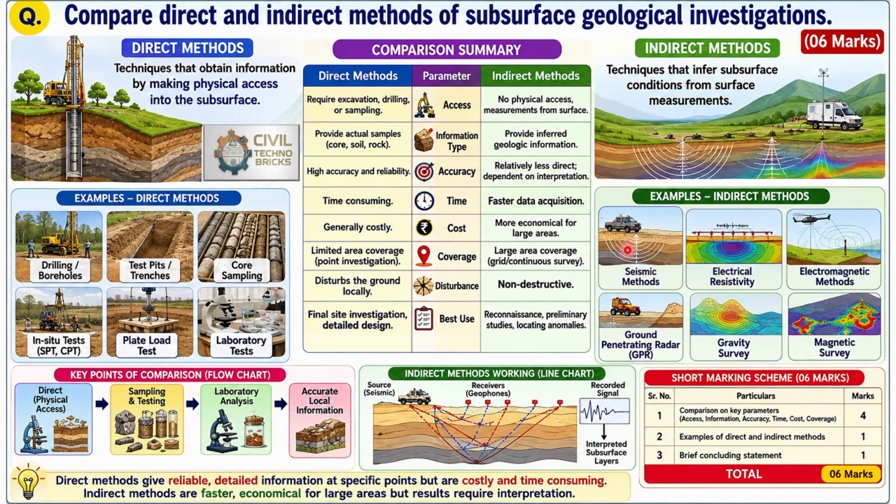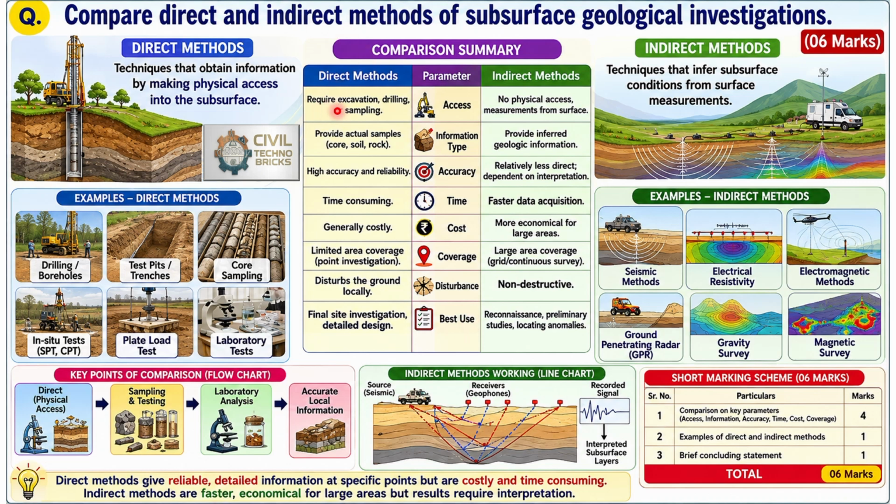Examples are seismic methods, electrical resistivity method, electromagnetic methods, ground penetrating radar (GPR), gravity survey and magnetic survey. These are based on GPS and GIS techniques, or we can also say on the digital elevation model, digital surface model and digital terrain model. Here, for the comparison of the direct and indirect methods of geological investigation, we consider accessibility, information type, accuracy, time, cost required, coverage of the area, disturbances or obstacles for each method, and suitability or application.